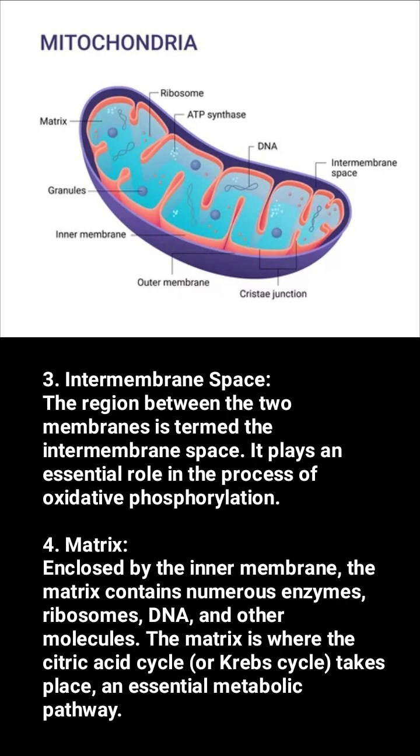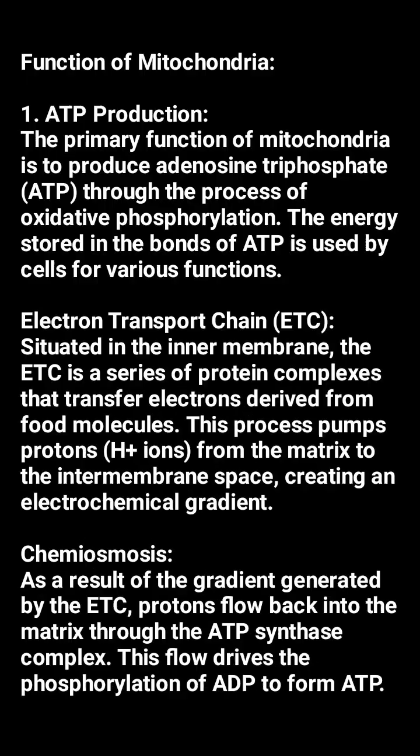5. Mitochondrial DNA. Unique to mitochondria, they possess their own circular DNA, separate from the nuclear DNA of the cell. This is believed to be a relic from their evolutionary origin as independent organisms. Function of mitochondria. 1. ATP production.